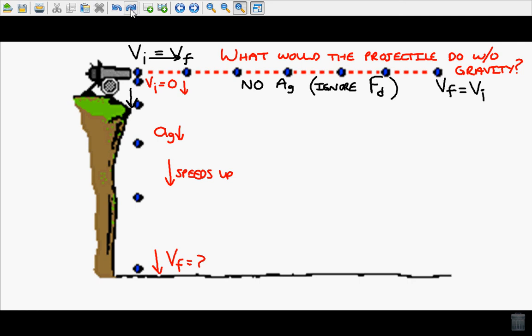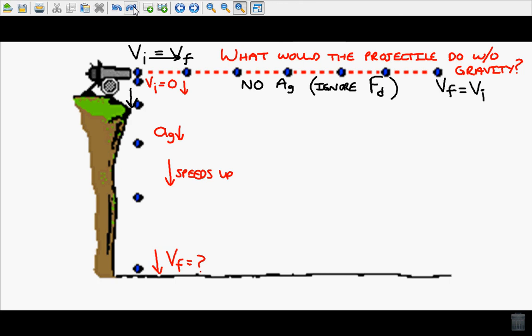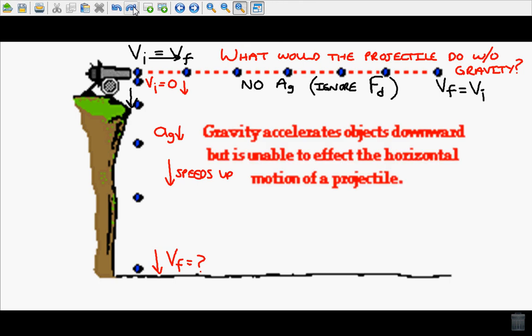We have the object traveling horizontally, just being shot out of the cannon straight, and then we have the vertical effects on that cannonball with gravity. So let's combine those two and take a look at what's happening. Something to keep in mind is that gravity accelerates objects downward, but it's unable to affect the horizontal motion of a projectile. That's the biggest piece to this: gravity is pulling an object down, but it's not having an effect on the object horizontally, because gravity doesn't work horizontally.